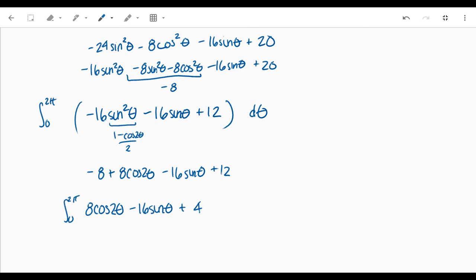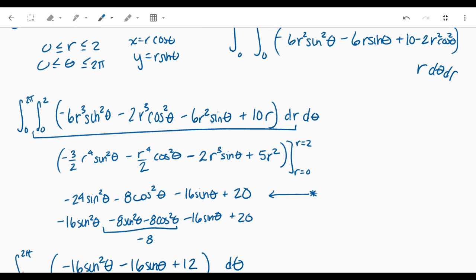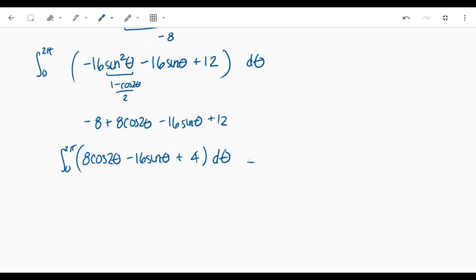Okay, so just doing some simplifying, rather than trying to integrate this right here, we used some trig identities and got down to something a little easier to integrate. So the integral of cosine 2 theta, we'd have sine 2 theta. If I take the derivative of that, I have cosine 2 theta times 2, so I need a 4 here to give me that 8. Plus 16 cosine theta plus 4 theta from theta equals 0 to theta equals 2 pi.